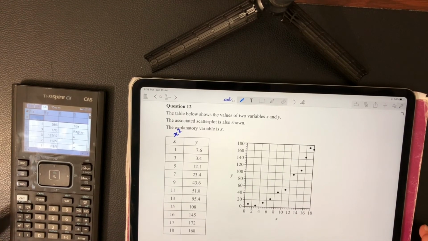Question 12. The table below shows the values of 2 variables, x and y. The associated scatter plot is also shown. The explanatory variable is x. The scatter plot is non-linear.